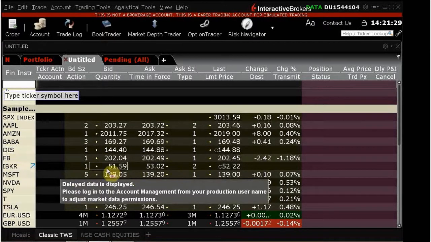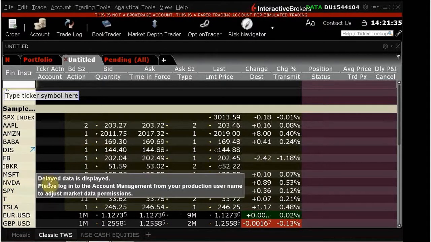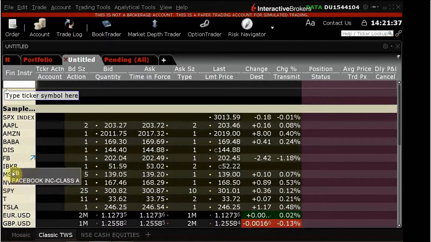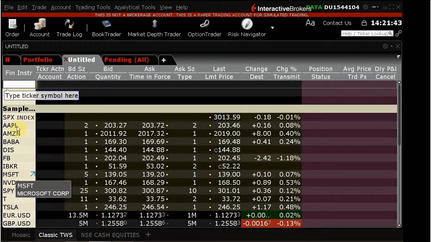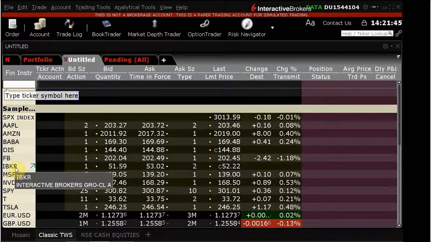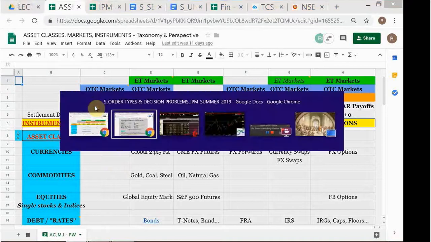This is all dead here because the market is closed right now, and anyway you won't get live data in this login for this kind of instrument. So these are all spot prices. If we take all these markets, where should we put them in terms of asset class? Equities. Is that clear?